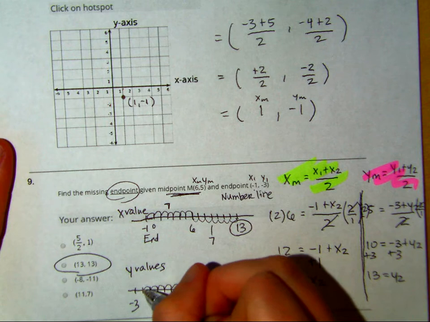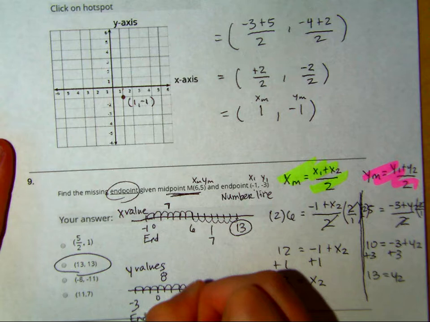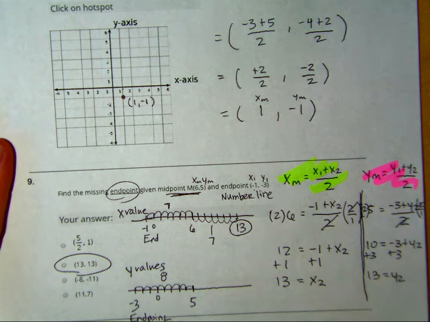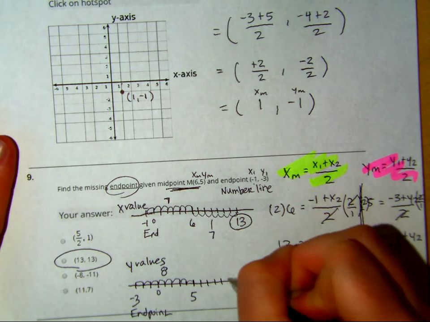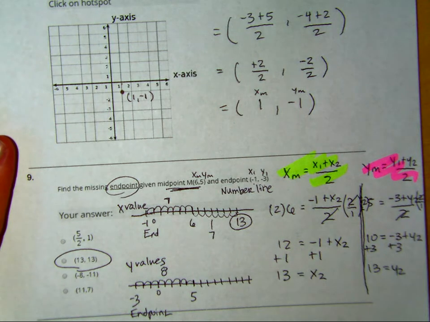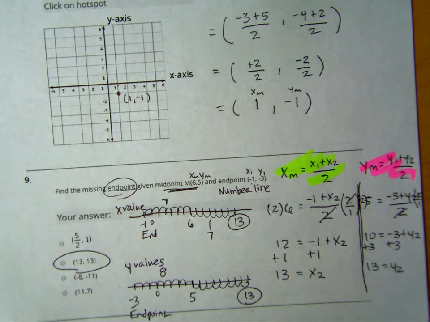So 8 away. So that means we have to go 8 in the other direction for the other endpoint because it's equal, right? So 1, 2, 3, 4, 5, 6, 7, 8. And then where is that? So 5, 6, 7, 8, 9, 10, 11, 12, 13. 13. So we just proved that you could use either way. Just use the one that works best for you guys, and you can get the same answer.